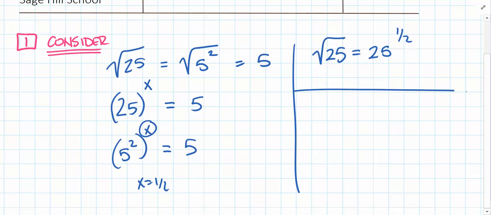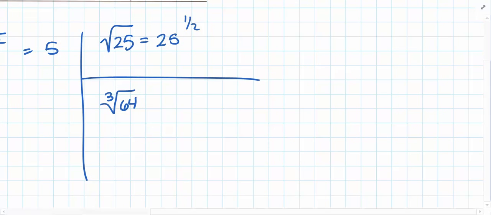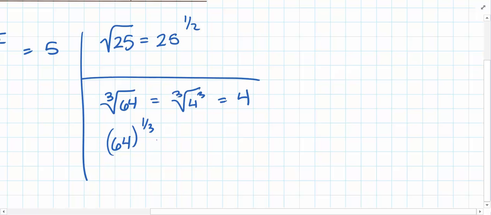I'll do this right here in the same box. Is there a way, let's say the cube root of 64? I'll move over just a little bit here so we can all see. The cube root of 64 is the same thing as the cube root of 4 cubed, right? Which of course just gives us back 4. So is there another way that I could write this without a radical, in terms of an exponent? So what would it have to be? 64 to the 1/3 is equal to 4, right? Okay, for the same reason.